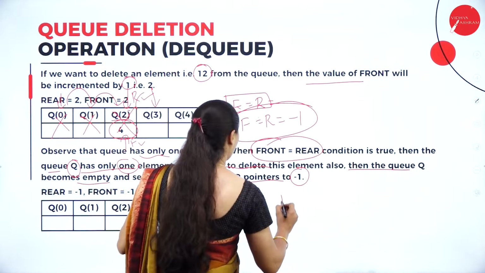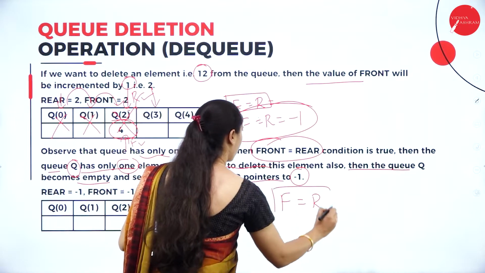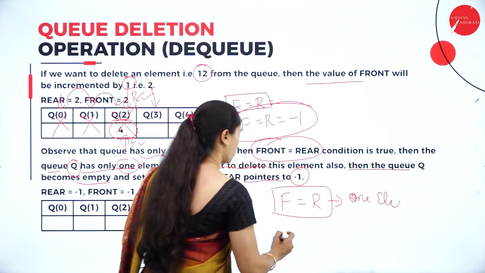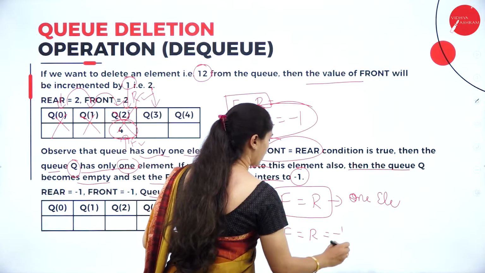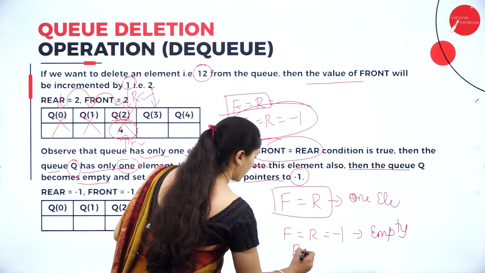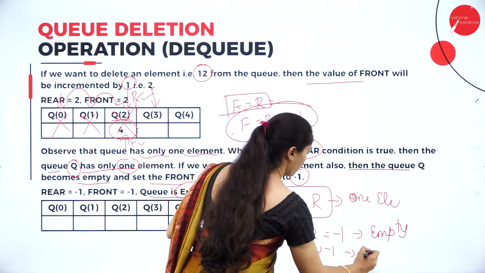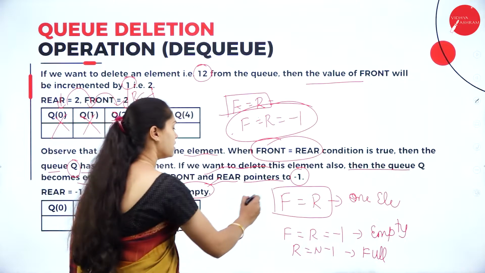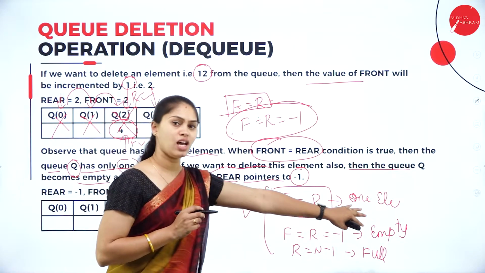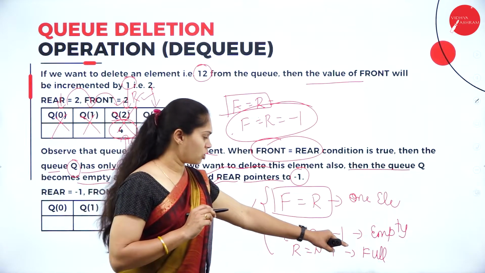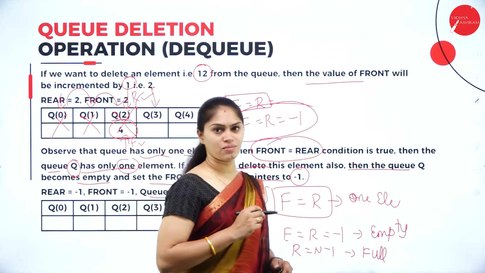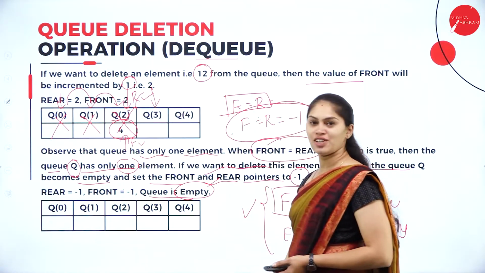So remember one thing: when front and rear pointers are indicating the same location, we have only one element in the Q. And if both front and rear are indicating -1, at that time Q is empty. And if the rear pointer is pointing to n-1, then we can say that Q is full. So these three scenarios you have to be very conscious of, and this is important. Front equal to rear, only one element. Front and rear both pointing to -1, the Q is empty. And rear pointing to n-1, the Q is full. That's all regarding DQ, or deletion of an element from the Q.